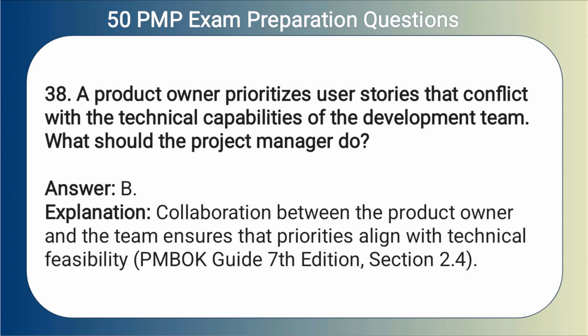Answer: B. Explanation. Collaboration between the product owner and the team ensures that priorities align with technical feasibility.